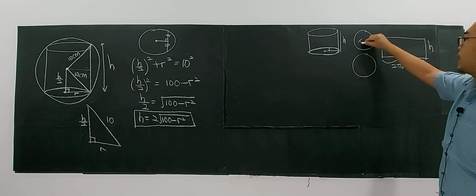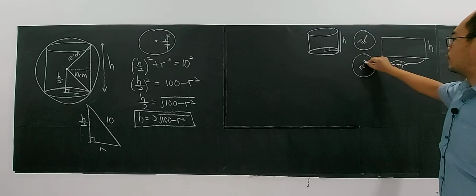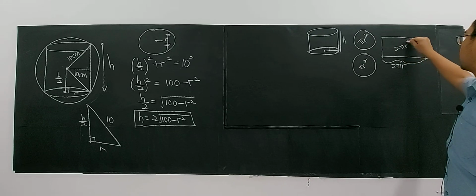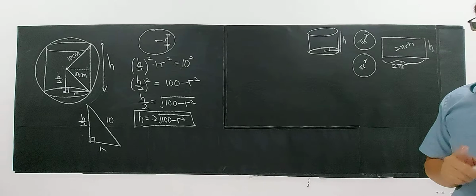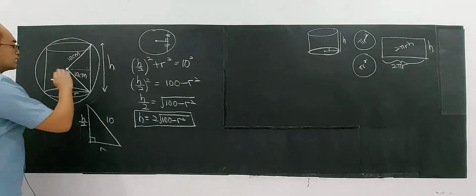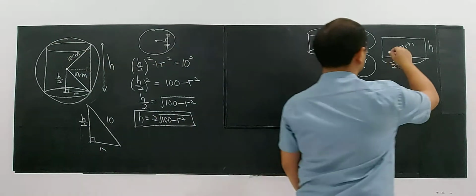So it means that this is pi r square. It's made up of top and down, pi r square, pi r square. And this is 2 pi rh, because the question is saying that the curved surface, this is not the curved surface, and this is your curved surface, means this one, this is your curved surface.